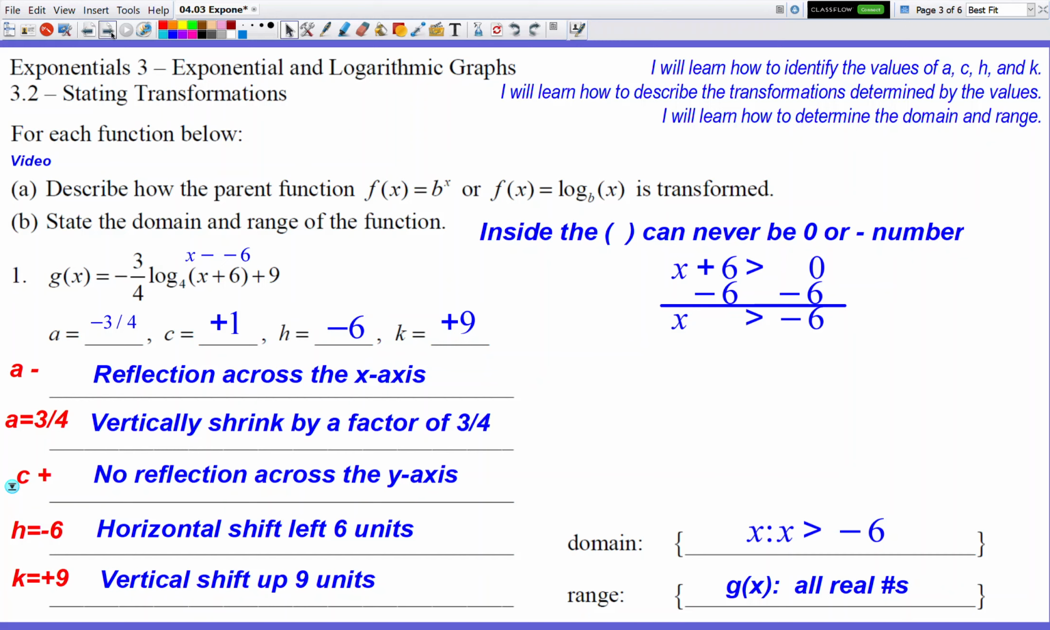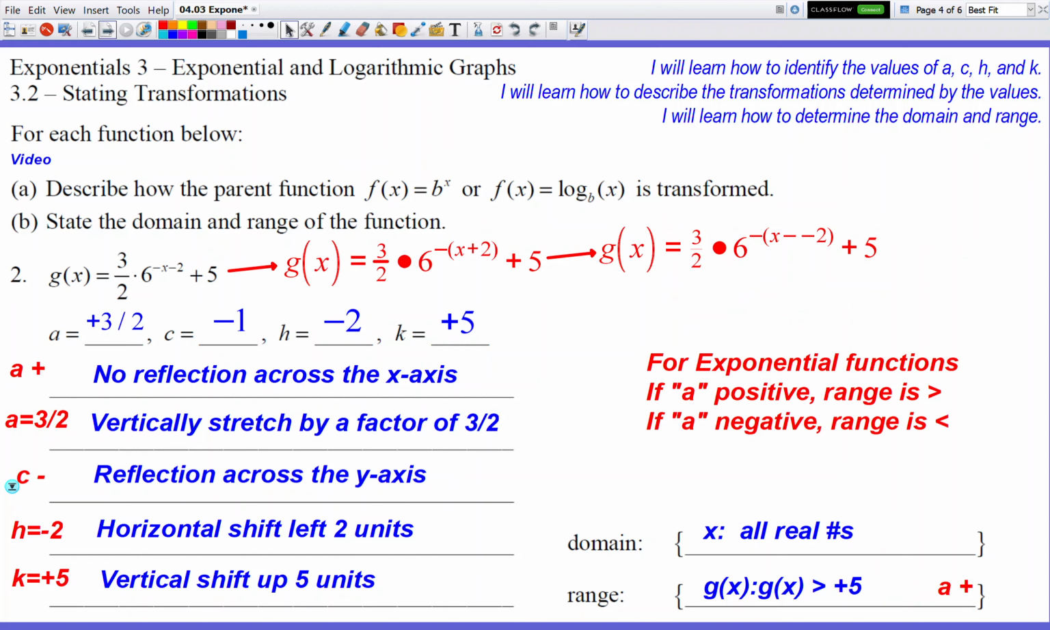All right, so that's the first problem. Let's go to our next one. This is going to be an exponential function. That's not really going to mean much as far as identifying a, c, h, and k. Knowing that it's an exponential is only going to affect domain and range at the end. But because rewriting equations is still a thorn in a lot of your sides, I'm going to go over how to rewrite the equation.